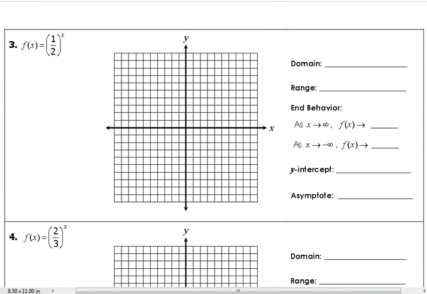Okay, let's look at number 3. Okay, what changes about number 3? It's a fraction, okay, but more specifically, it's less than 1. Okay, it's less than 1, so is this still exponential growth? No, it's exponential decay. It's exponential decay.